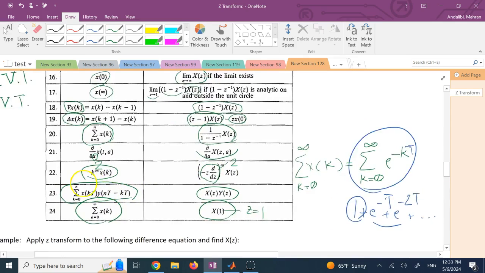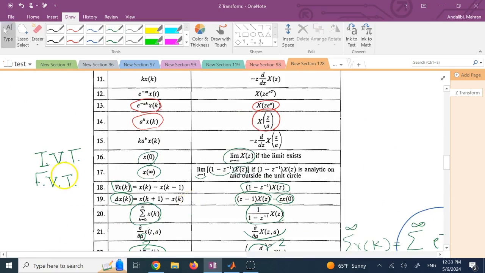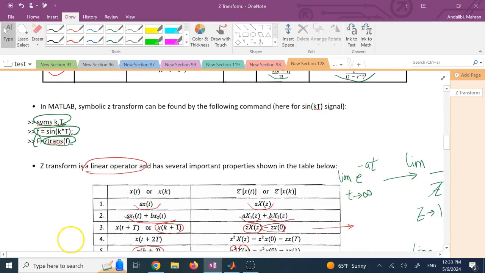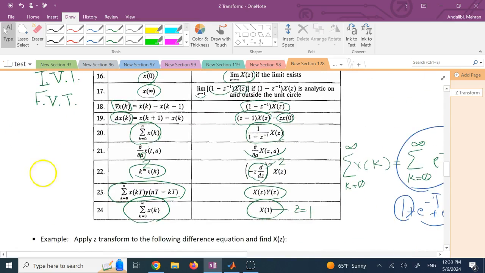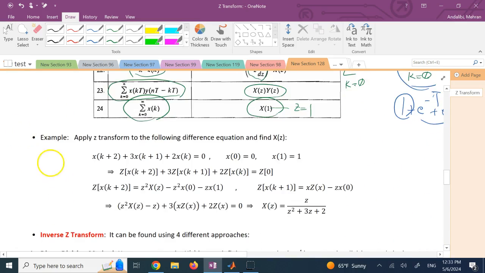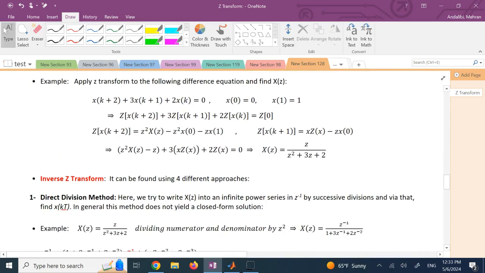Okay, so these are some important properties of the z transform, as well as the z table. So now that we know about the z transform and the z table, let's go ahead and talk about the application of this z transform. Remember, we said the application is to convert a difference equation into an algebraic equation and solve for the z transform of the solution, so later we can apply an inverse on it. Okay, so let's go ahead and talk about this part.